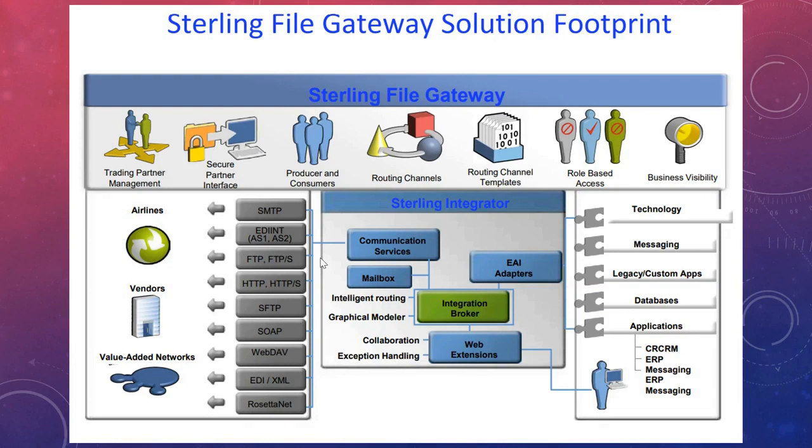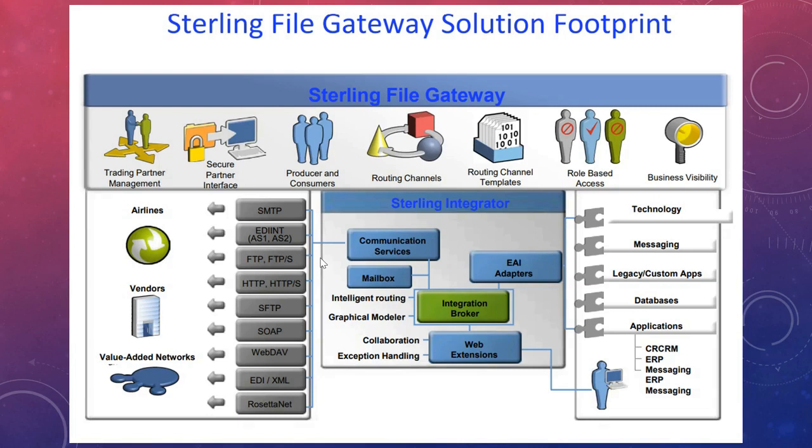So trading partner management is one of the modules within Sterling File Gateway. You have this producer-consumer concept, where producers are nothing but partners who are sending or generating the data, and consumers are those who are receiving the data. So it's kind of a sender and receiver concept.